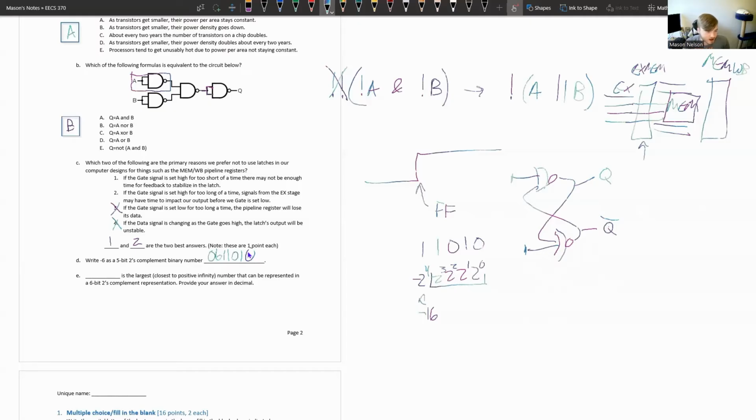Question E. What is the largest, meaning closest to positive infinity, number that can be represented in a 6-bit 2's complement representation? Provide your answer in decimal. Well, same deal as question D. Our leftmost bit has a negative place value of -2 to the 5, and all the others have place values of 2 to the 0 through 2 to the 4. We want to keep the negative bit at a 0 because we want a positive number.